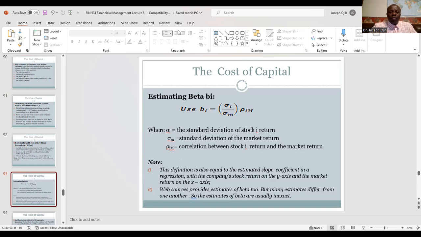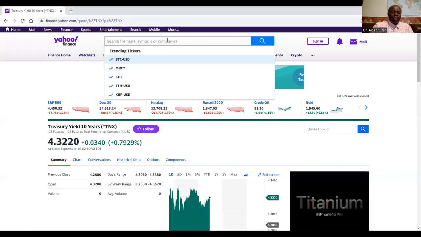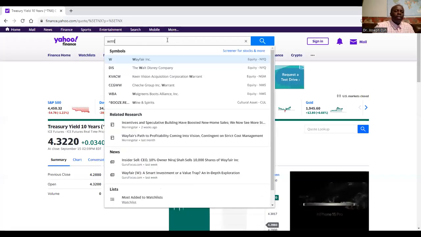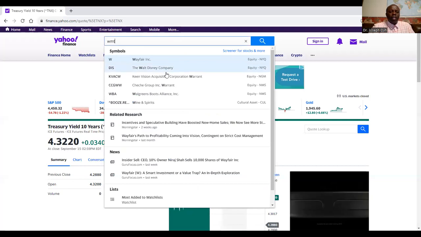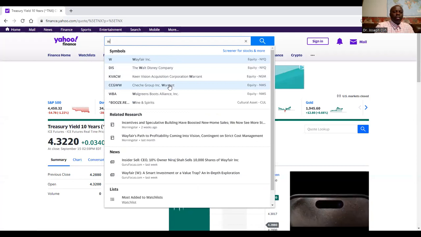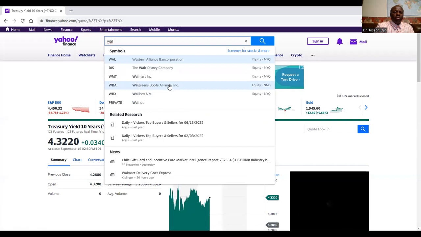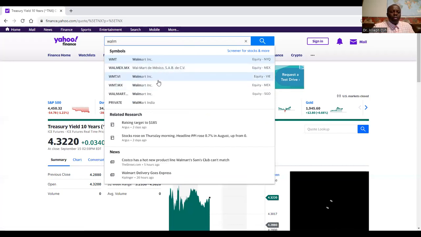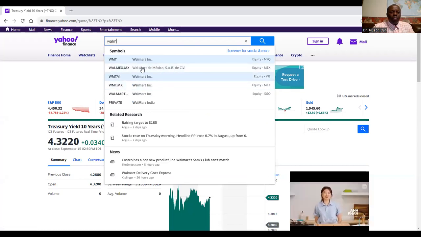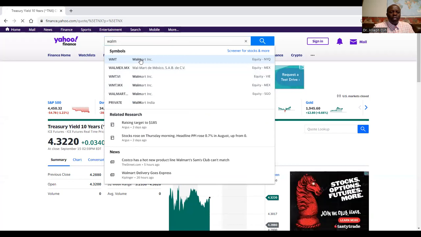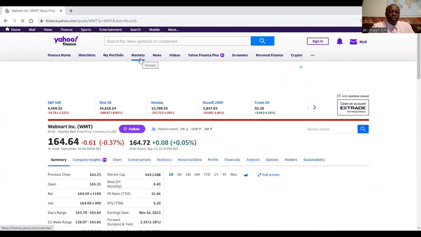Now, some websites estimate beta for some stocks too, because you can use that. For example, Yahoo Finance. Let me see this company. Let's see Walmart, WMT. Let's see if they have the beta on it.